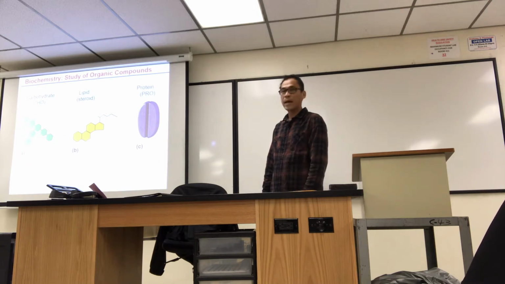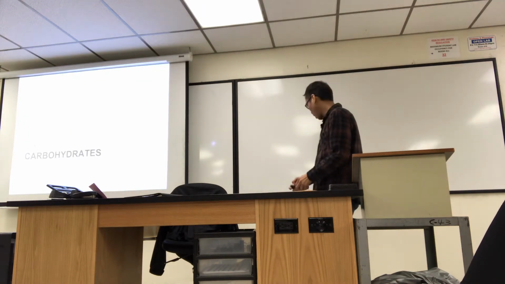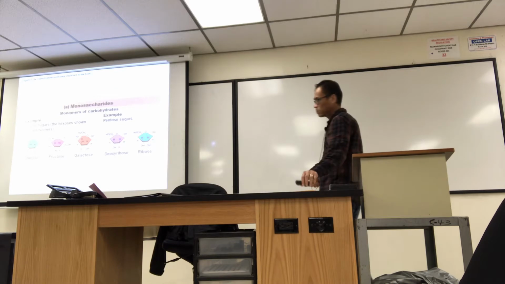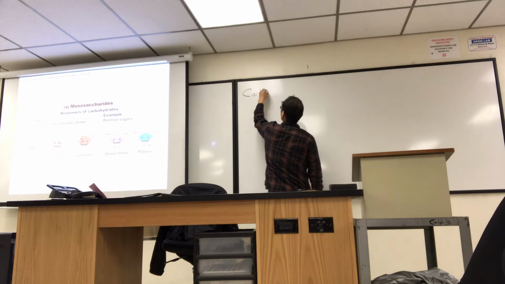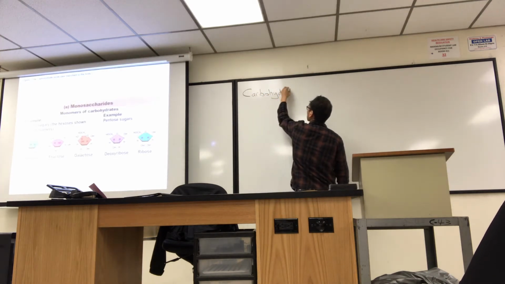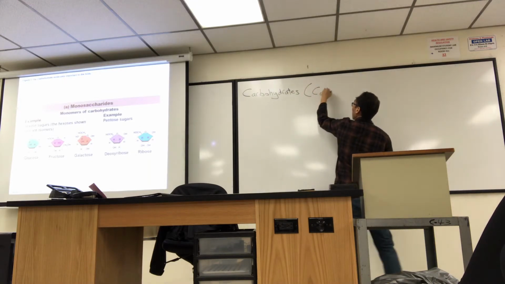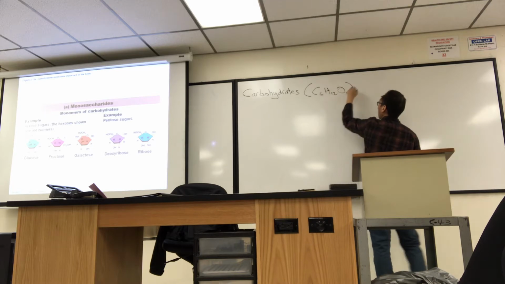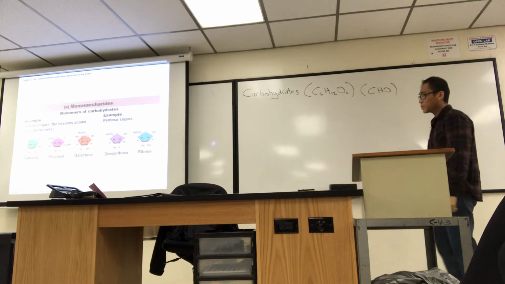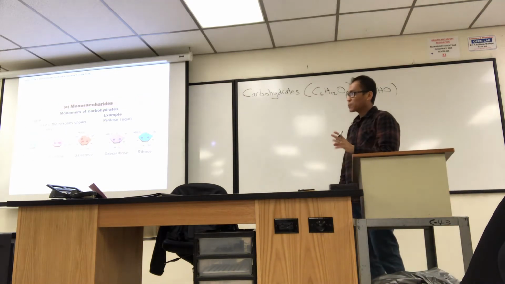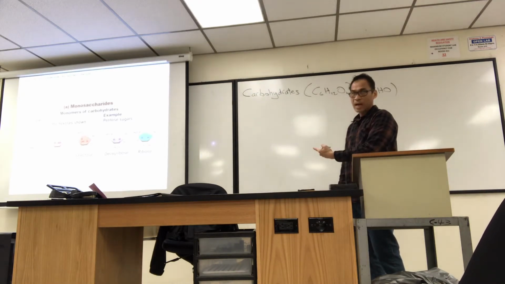I'll start with the study of organic compounds. There's a picture of each of those molecules. I'll start with the carbohydrates. Because of that molecular formula, I usually just abbreviate carbohydrates as CHO sometimes. Anyways, the monomers of carbohydrates are the simple sugars, or monosaccharides.